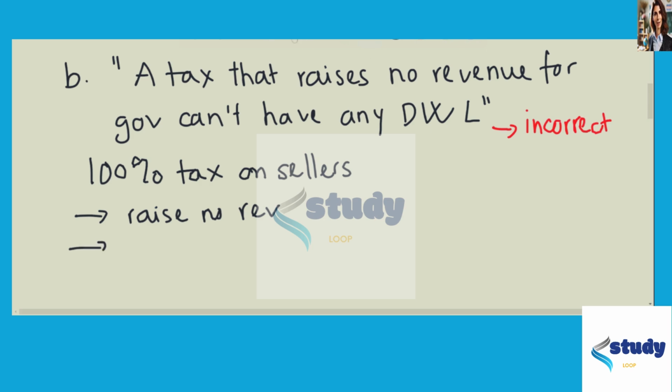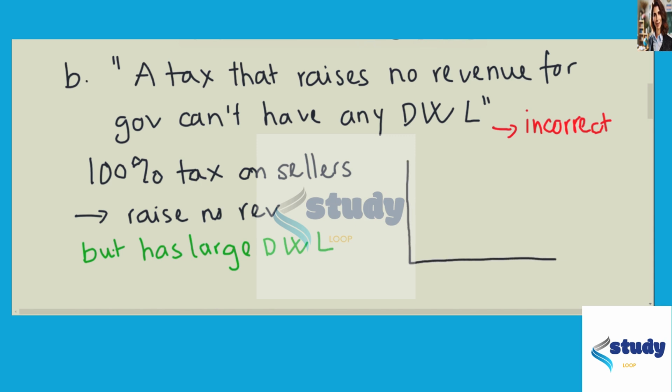Yet the tax has a large deadweight loss, because it reduces the quantity sold to zero. So we can illustrate that on a diagram of supply and demand as follows.